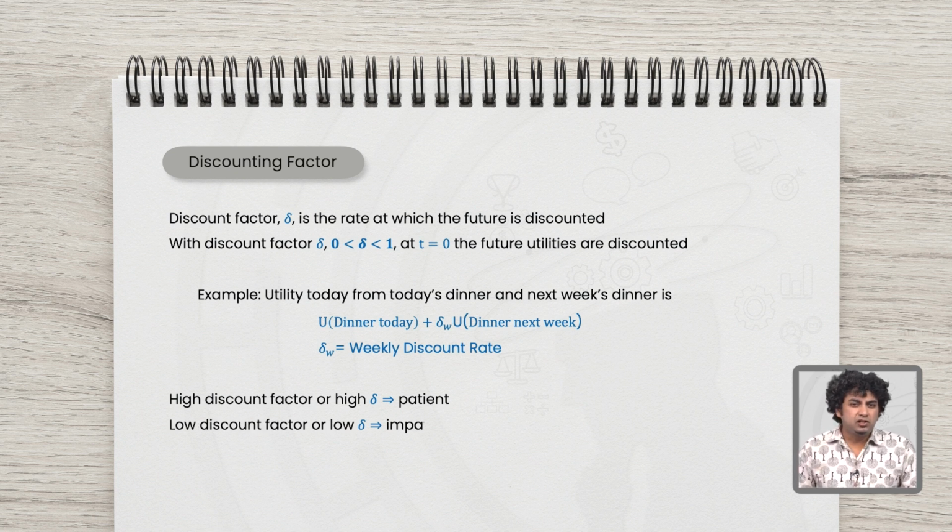What about a low discount factor or low delta? What kind of a person is he or she? Suppose delta W was equal to 0. The total utility from dinner today and dinner next week would be equal to the utility of dinner today. Which means if delta W is 0, I don't care about dinner next week at all. In other words, I am an extremely impatient person. So a high discount factor is associated with patience, and a low discount factor is associated with impatience.